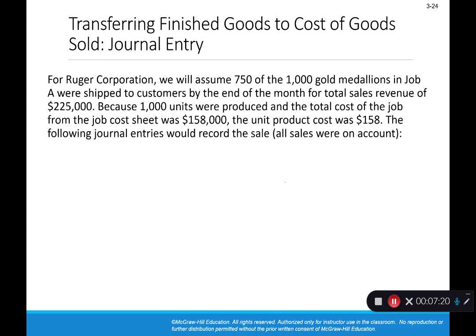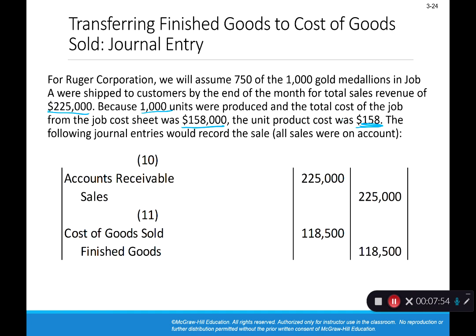So it says we'll assume 750 of the 1,000 gold medallions of job A were shipped to customers with sales revenue of $225. 1,000 units were produced at a total cost of $158,000. So each one cost $158. So how are we going to do this? Well, you've got to really hone back to your 502 skills and remember that when we sell goods, there are two journal entries that are needed. The first to record the sale and the second to record the cost of that sale.